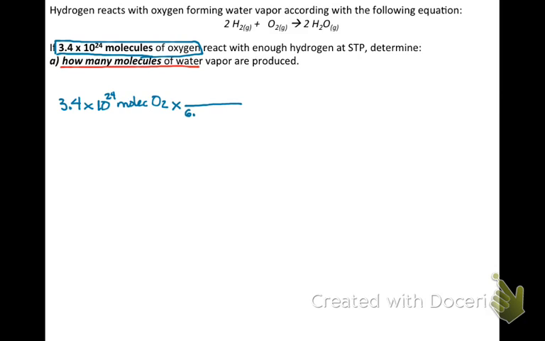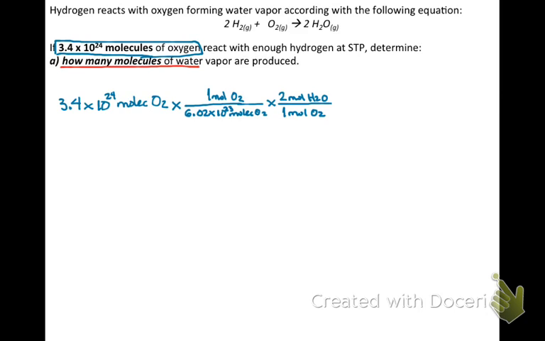So 6.02 times 10 to the 23 molecules of O2 are 1 mole of O2. Then I use the mole ratio between oxygen and water, that is 1 to 2. So it is 1 mole of oxygen that produces 2 moles of water.